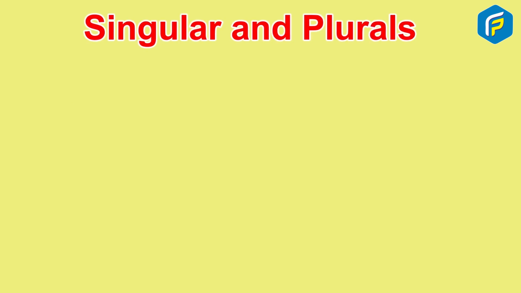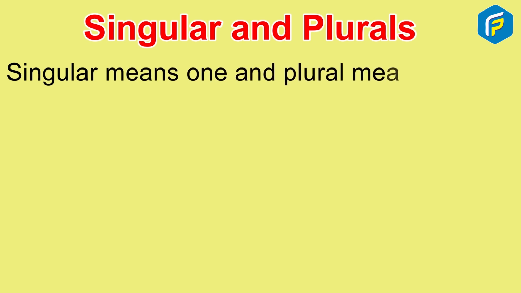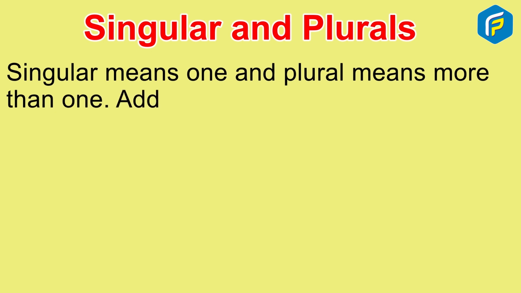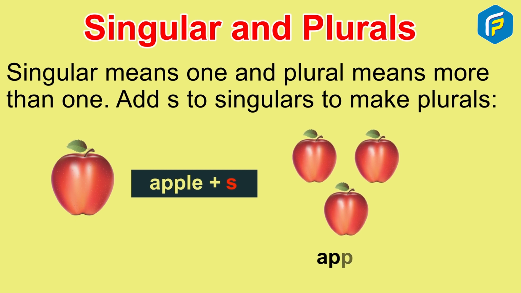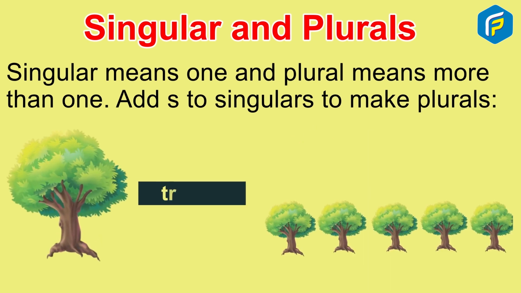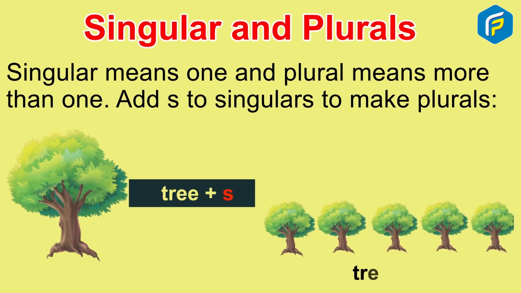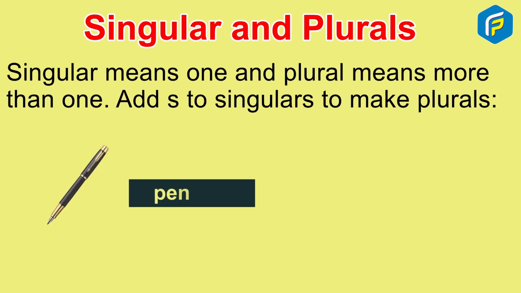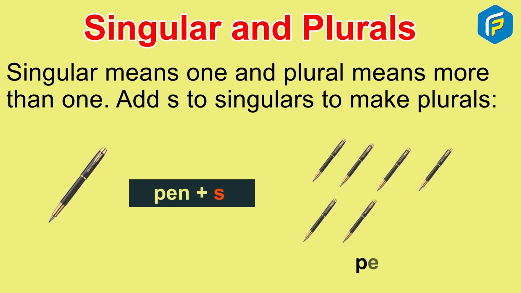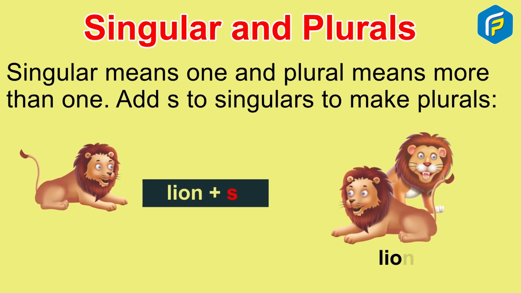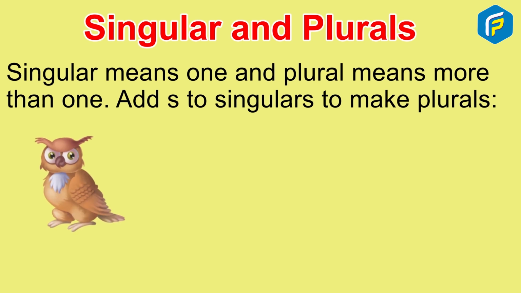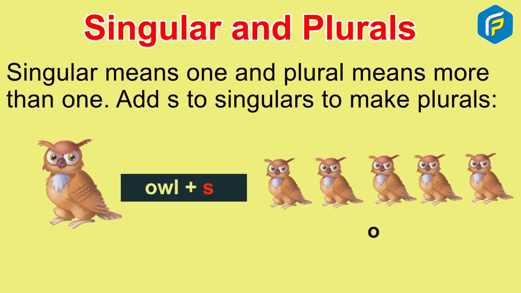Singular and plurals. Singular means one and plural means more than one. Add s to singulars to make plurals. Apple plus s, apples. Tree plus s, trees. Pen plus s, pens. Lion plus s, lions. Owl plus s, owls.